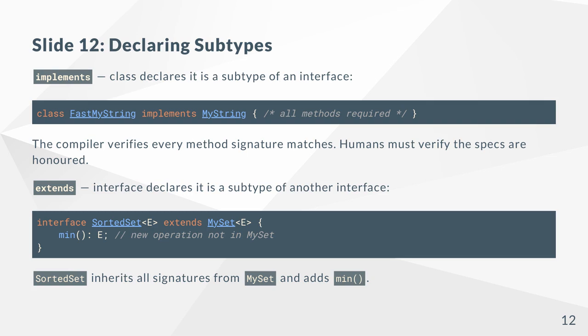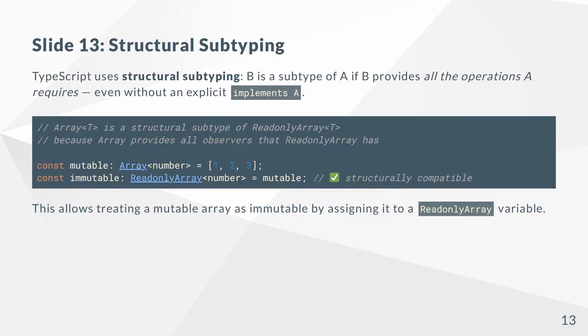SortedSet extends MySet, inheriting all of MySet's signatures and adding a new min operation. SortedSet is a stronger contract than MySet. It provides everything MySet does, plus ordering. TypeScript uses structural subtyping. B is a subtype of A if B provides all the operations A requires, even without an explicit implements A declaration.